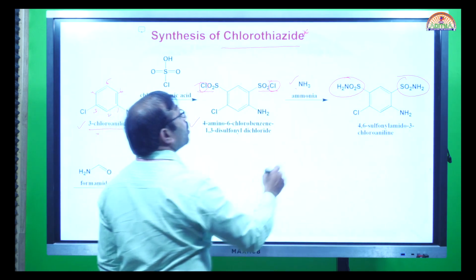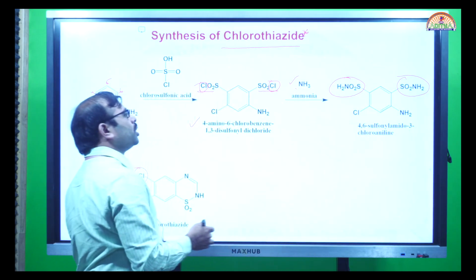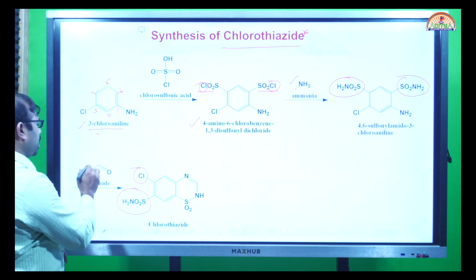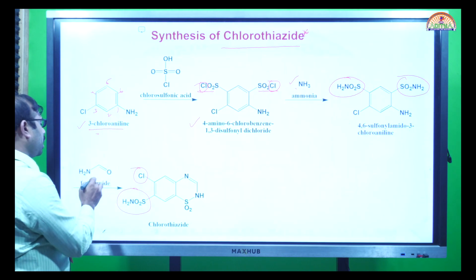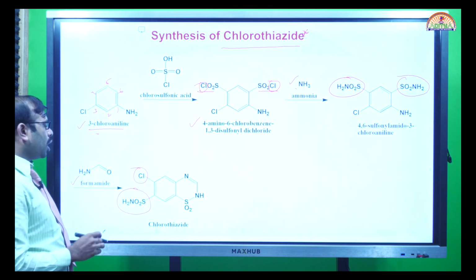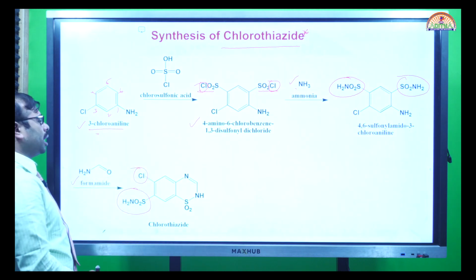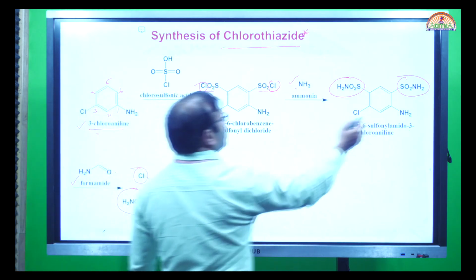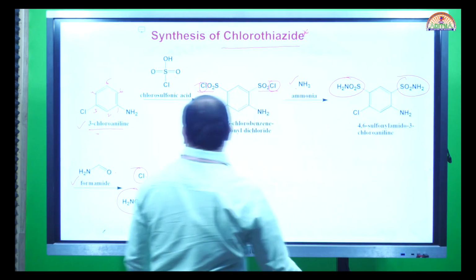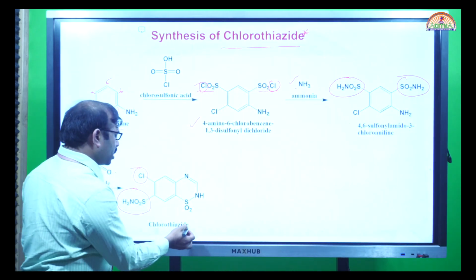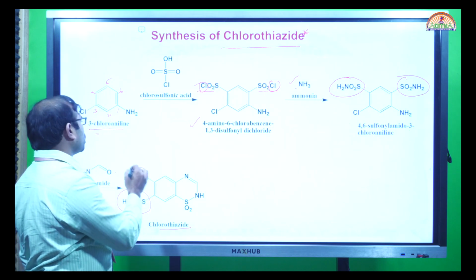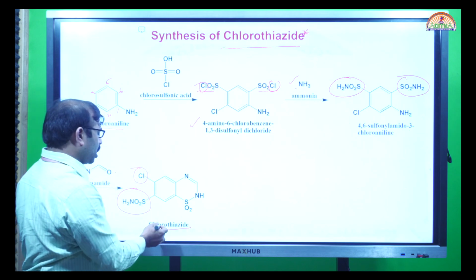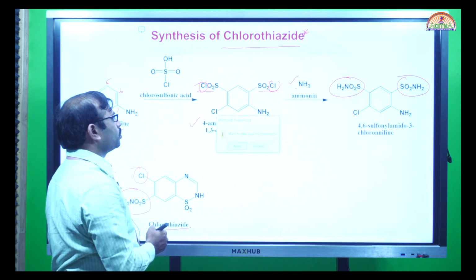This 4,6-sulfonamide derivative of the chloroaniline now reacts with formamide, which is derived from formaldehyde followed by ammonia. If you react this formamide with the above obtained derivative, it will undergo cyclization between the sulfonamide and the amine, and lead to the formation of the thiazide derivative, which also has this chlorine substitution. This chlorine already comes from the 3-chloroaniline. So it will give this chlorothiazide derivative, right?